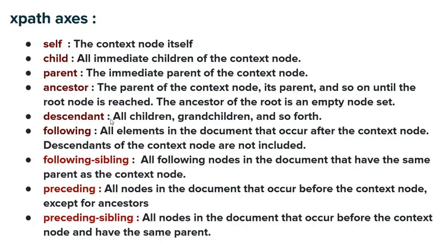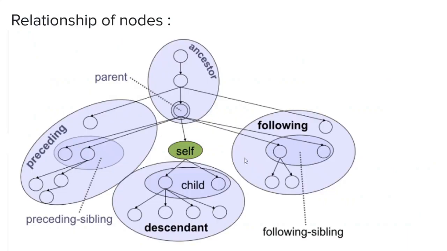Descendant nodes are nothing but all children, grandchildren and so forth. So this self node has two children. After that, children of children, all these are descendant nodes.